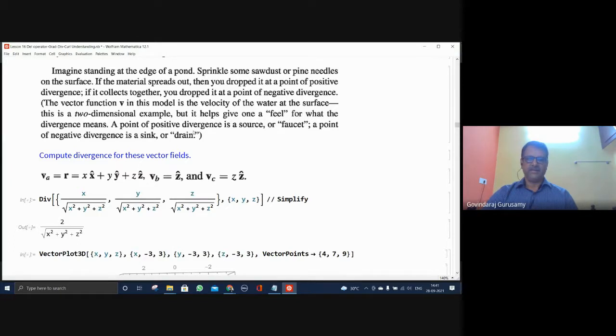A point of positive divergence is a source or a faucet. A point of negative divergence is a sink or a drain. So source, sink, drain, or faucet. This is the terminology that is being used.